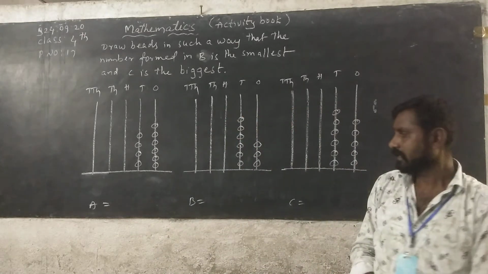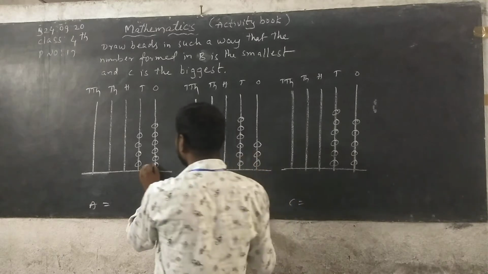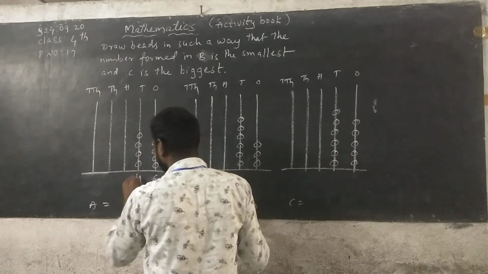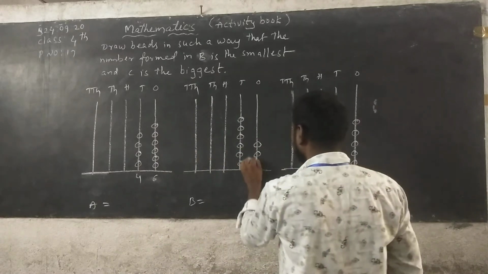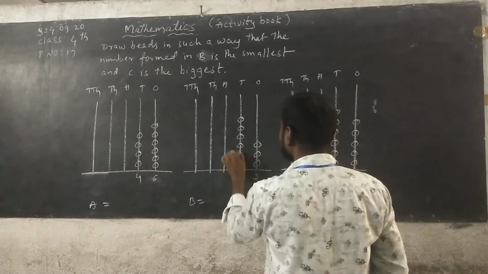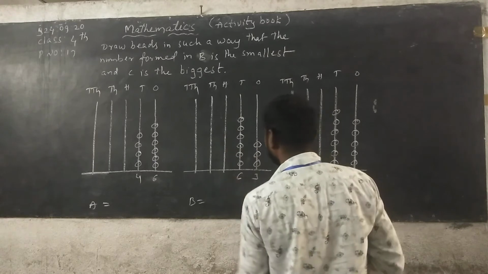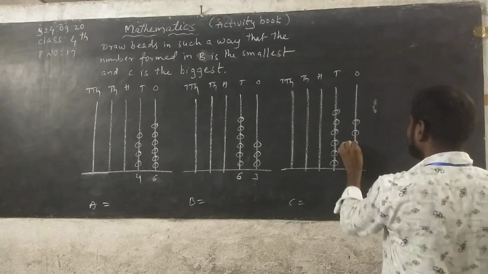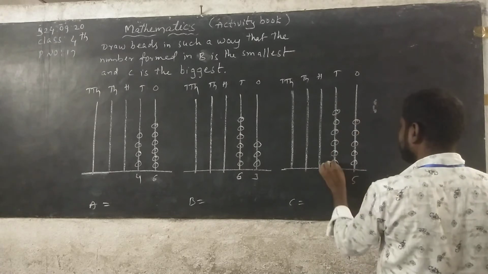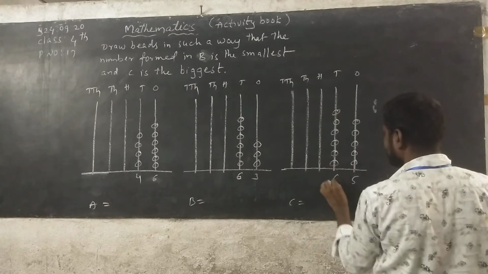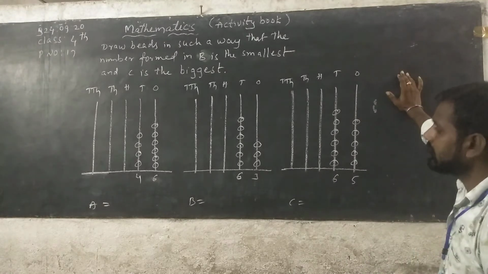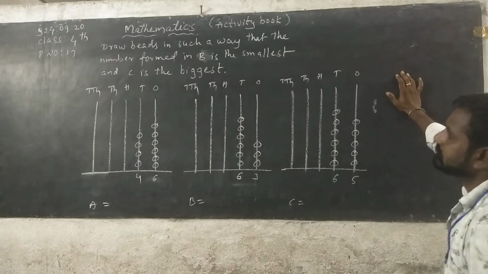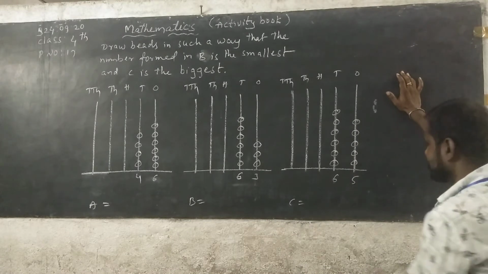biggest. See here, A equals, you can write 1, 2, 3, 4, 5, 6. 1, 2, 3, 4, 46. Here 1, 2, 3, 1, 2, 3, 4, 5, 6, 63. Here 1, 2, 3, 4, 5. 1, 2, 3, 4, 5, 6. What is the condition? B is the smallest, but B is 63 and C is the biggest, 65.